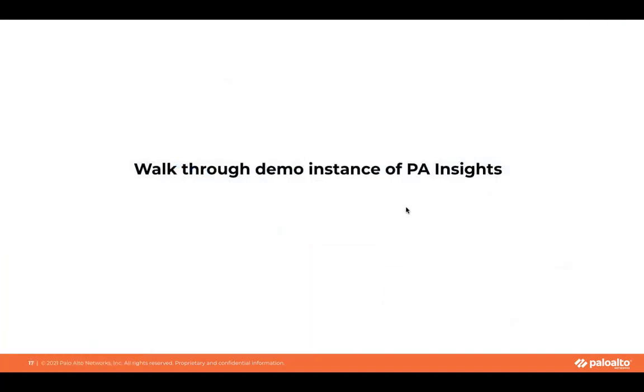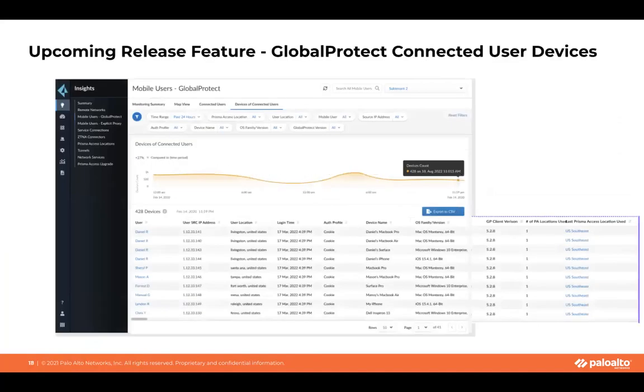And I'm going to walk you through a demo instance of PA Insights. But in the interest of the questions that people have, I want to show you what is coming at the end of the month. And at the end of the month, what we are also going to have for you, in addition to the connected users, is the devices of connected users. And all of these now correspond exactly to the users that are connected to Prisma Access at any time range that you select. Our time filter selections are sticky, therefore, when you make a selection of a time filter, it persists through all the pages.